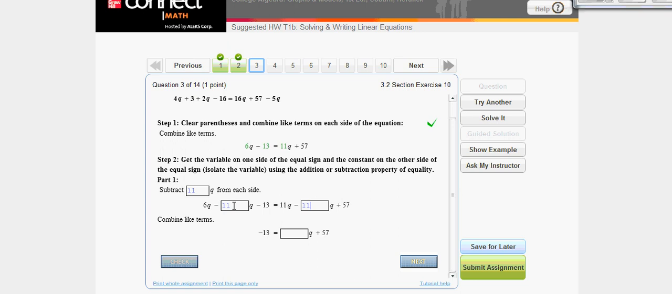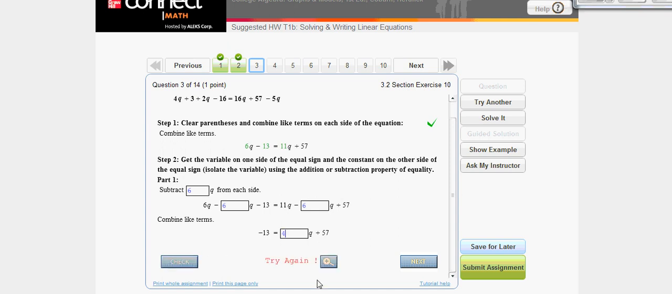When I move that 11q over, you know what it looks like to me? They moved the 6. So they subtracted 6q from both sides because of the way it's set up at the end. Okay, so I'm going to go with that. So here I have a +6, a -6. Those cancel, leaving me -13. I have 11 take away 6. I know 11 take away 6 is 5, but I'm going to put 4 here to show you what I'm trying to demonstrate.